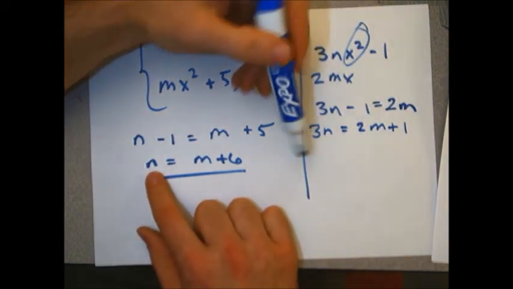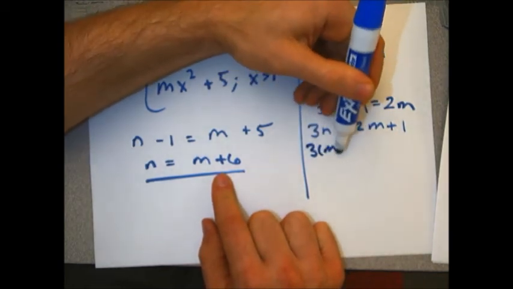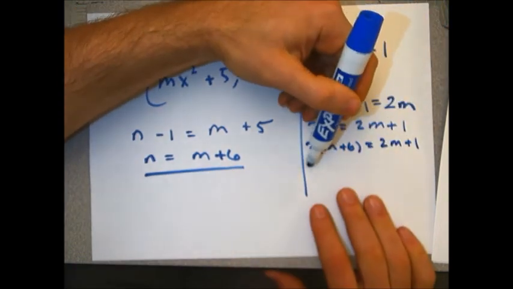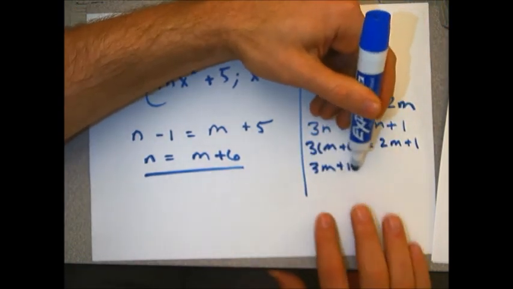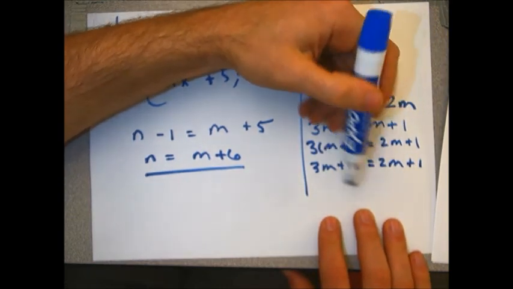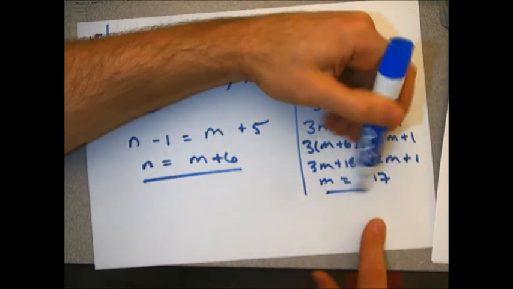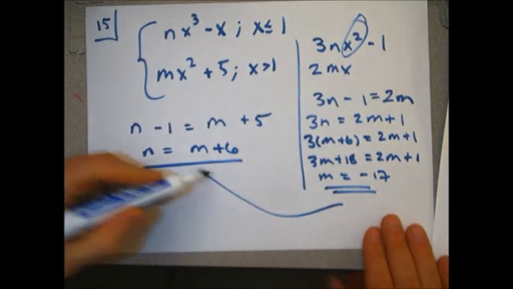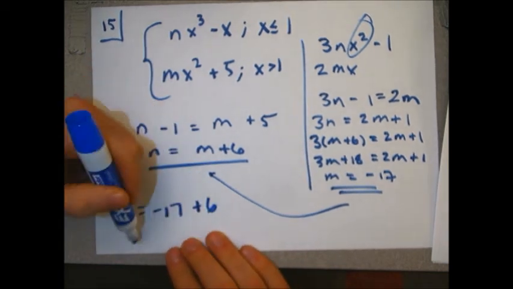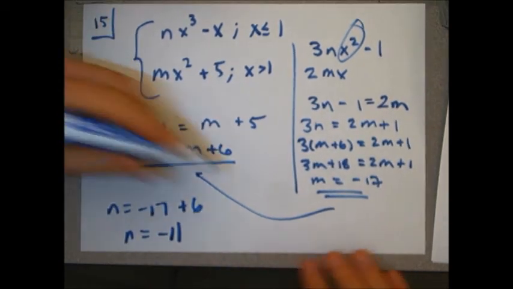And what do we know about n from over here? N is equal to m plus 6. So 3m plus 6 is equal to 2m plus 1. 3m plus 18 is equal to 2m plus 1. Subtract the 2m to the left. M is equal to, subtract the 18 that way. M is negative 17, so if I take that back this way, n is equal to negative 17 plus 6. N is equal to negative 11. Choice D.